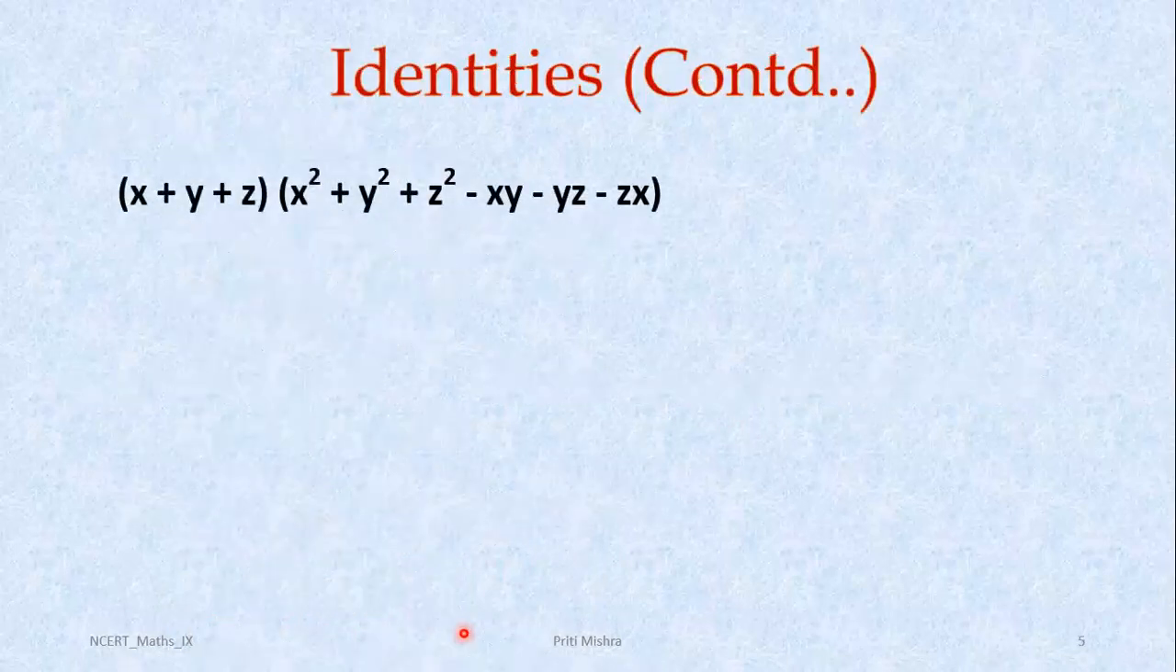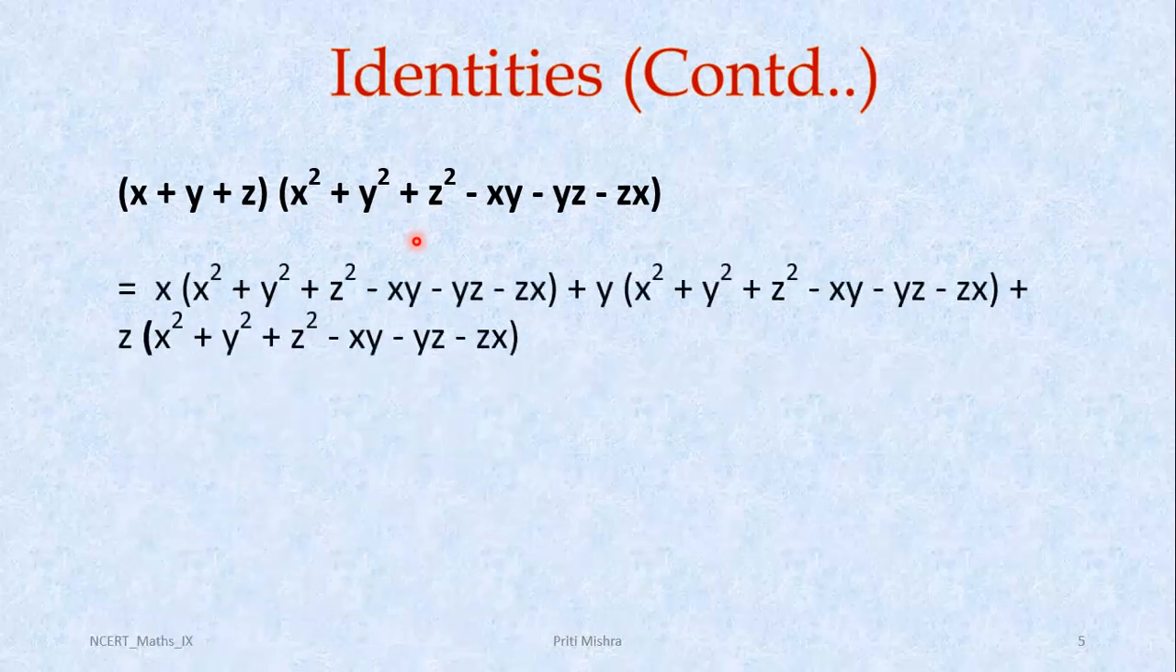Now let's come to identity number 8. This is x plus y plus z into x square plus y square plus z square minus xy minus yz minus zx. Here you can see I have written it, the right hand side of that identity. We will prove it from the right hand side and we will come to the left hand side at last. So at first we need to just multiply this whole algebraic expression with x, then with y, and then with z. So the next step will be like this.